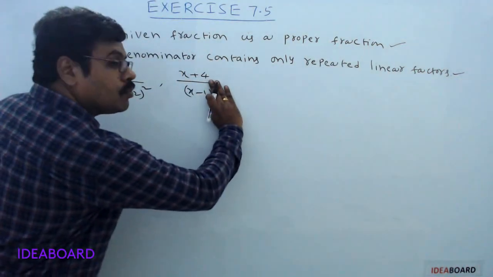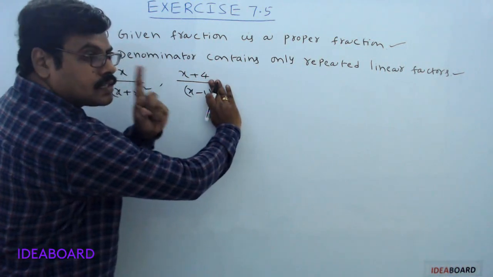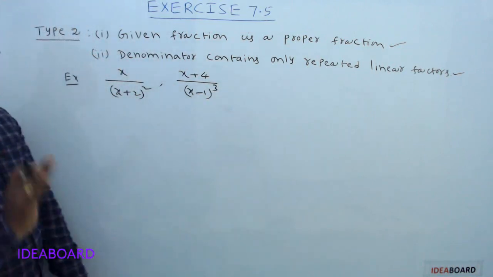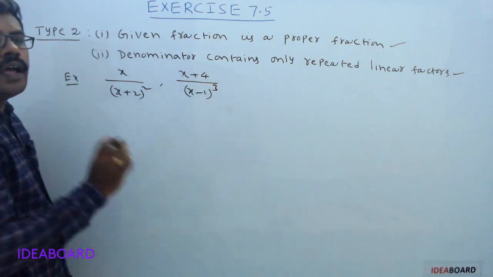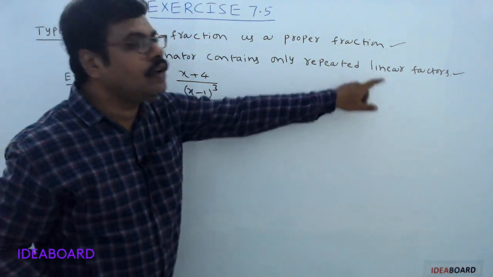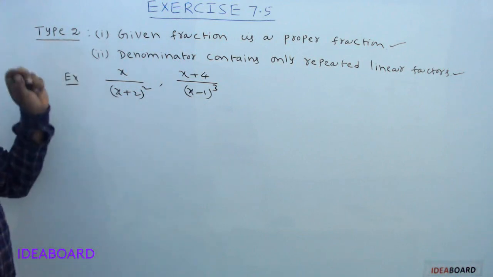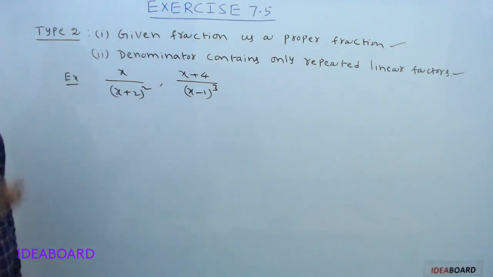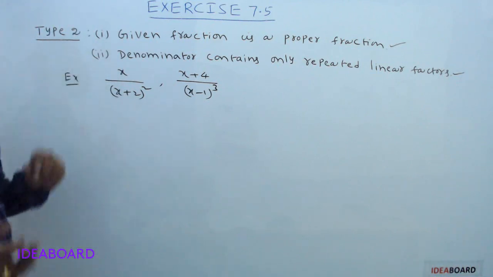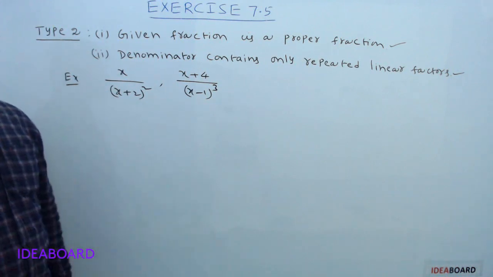If you ignore the power, it is a linear factor because its degree is 1. How many times is it repeated? 3 times. So, it is called a repeated linear factor. So, condition number 2 is also satisfied. So, it belongs to type 2 partial fractions. Suppose your given problem belongs to type 2 partial fractions, then how do we resolve the fraction into partial fractions?